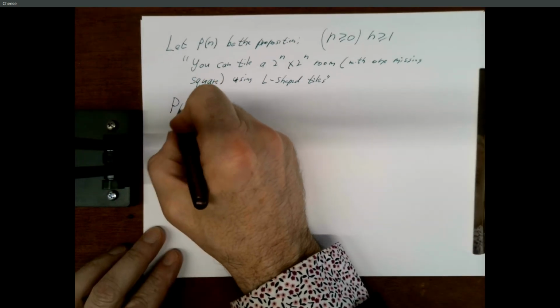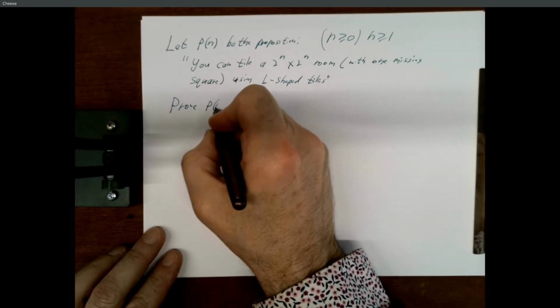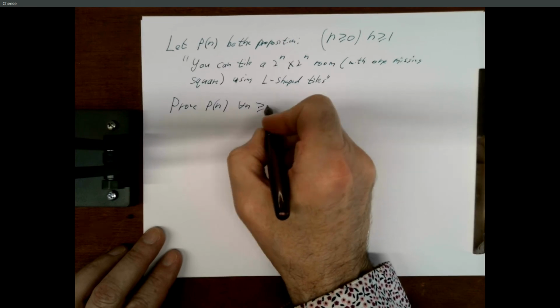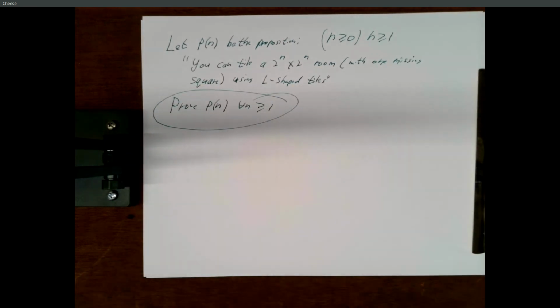Okay, our goal is to prove P of n for all n bigger than or equal to 1. That's what we want to do in the next 5 to 10 minutes. And you could start trying to do this. You could get a 16 by 16 room and come up with a tiling and do a 32 by 32, right? But we want to prove it for all n. Right, so a 4 billion by 4 billion room we can cover with a bunch of these L-shaped tiles perfectly.